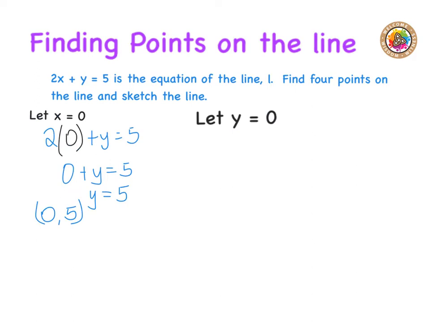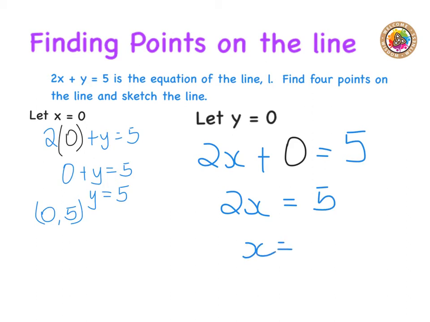Okay, and now I'm going to repeat. This time I'm going to let y equal 0. So I'm going to have 2x plus, instead of y, I'm going to put in 0, and that's going to be equal to 5. So that's 2x plus 0, which is just 2x, which equals 5. So x is equal to 5 divided by 2, or 2.5. So here is another point on the line, (2.5, 0).